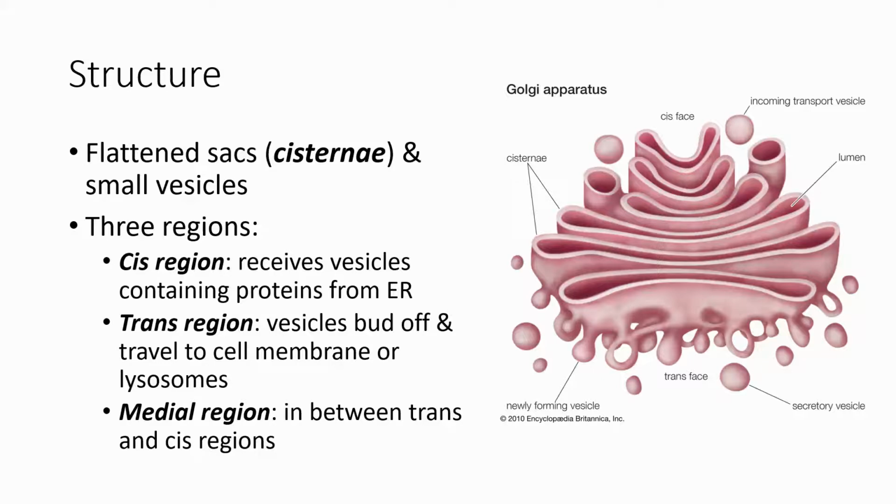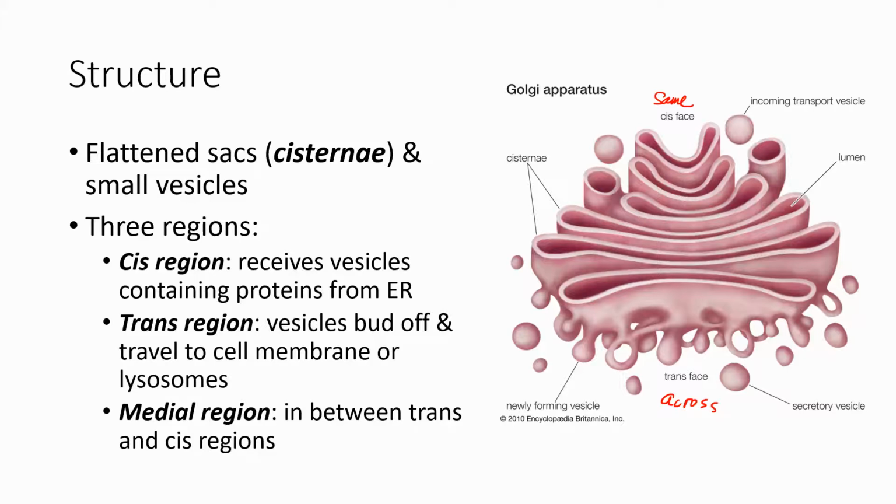It's called the cis face. Cis means same. So this is facing other organelles that are part of the same cell. Trans means across. The trans face is going to be the side that faces the plasma membrane, and it's the side that's going to mostly produce vesicles that are going to then most likely go to the cell membrane.